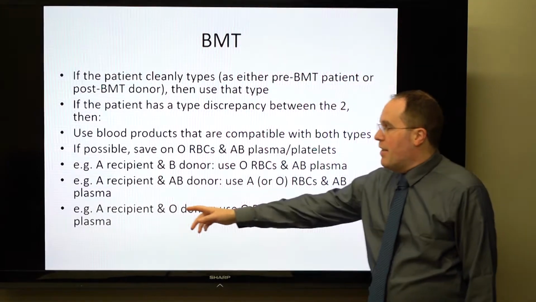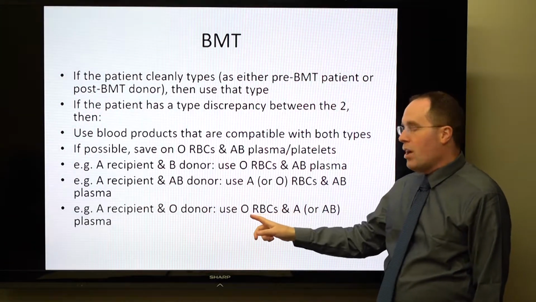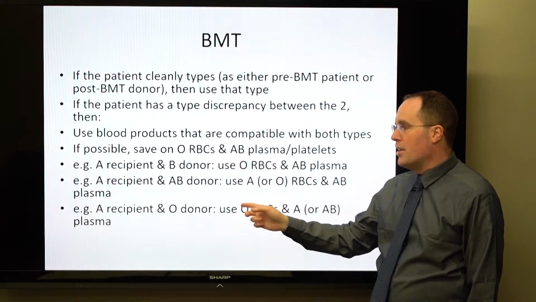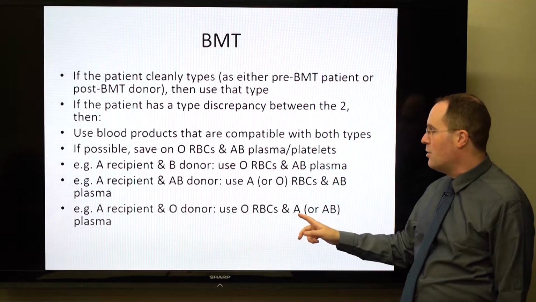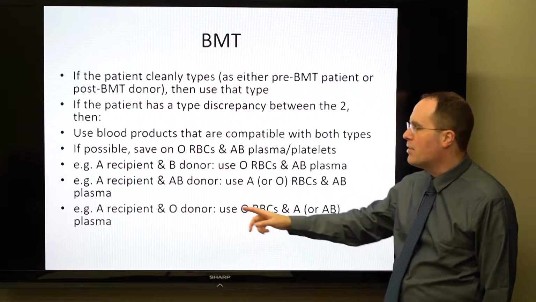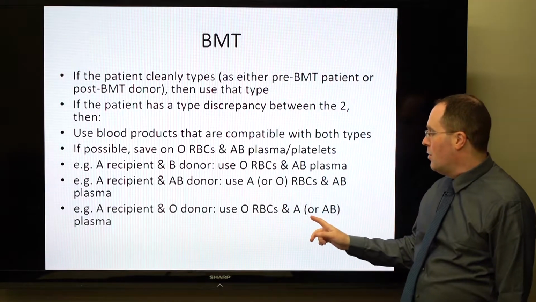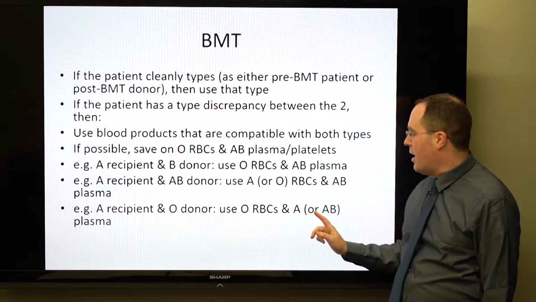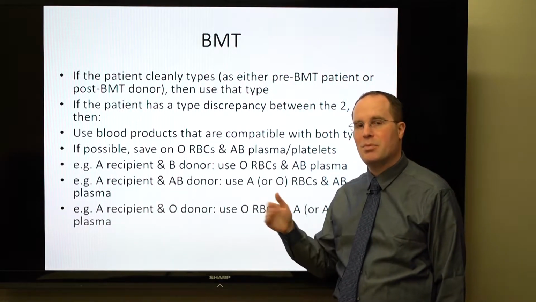Another example is if you have an A recipient and then an O donor, we're locked in, we have to use O red cells because no one else will be compatible with the O, but we can use A plasma, right? Because all we have to do is avoid some anti-A. So we could use type A or type AB successfully for that patient in that transitional period. Okay.